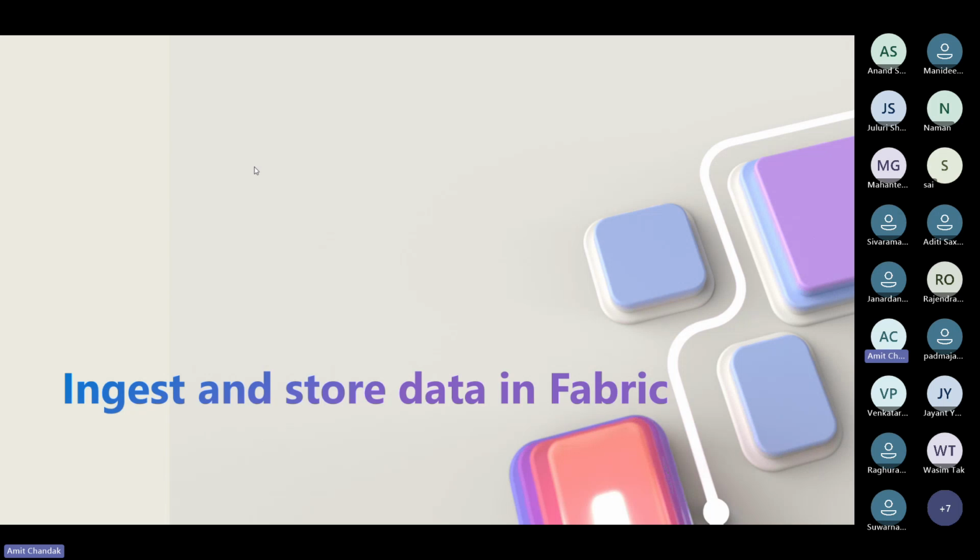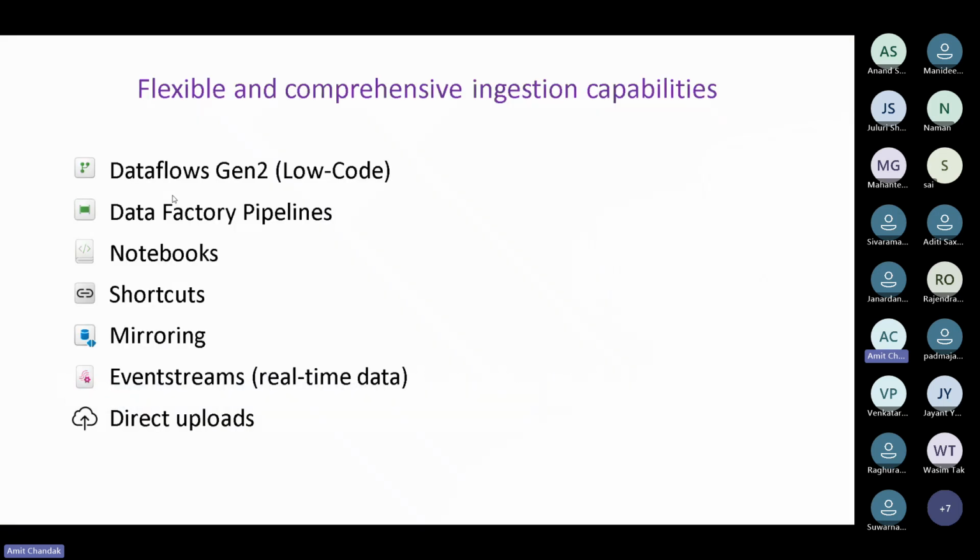How do we ingest and store the data in Fabric? Okay, so what all we have? Dataflow Gen 2, this is for ingestion. Dataflow Gen 2 is low code. Now, those who might have heard about Power Query dataflows in the Power BI world, this is the same thing. Power Query or Dataflow Gen 2.